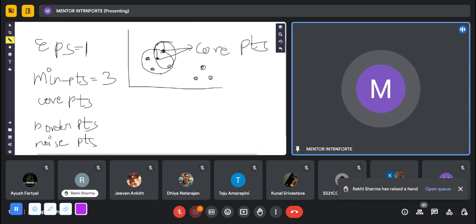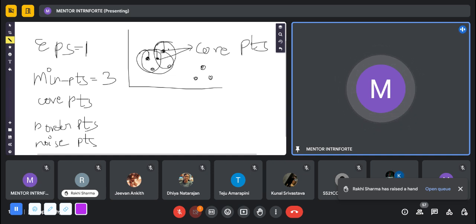Now it has started engulfing everything. So now this also becomes a core point, because within one epsilon radius it will also have the same thing. It will also have these 3 points. Now it will look for this. So like this, you are seeing that DBSCAN is expanding.